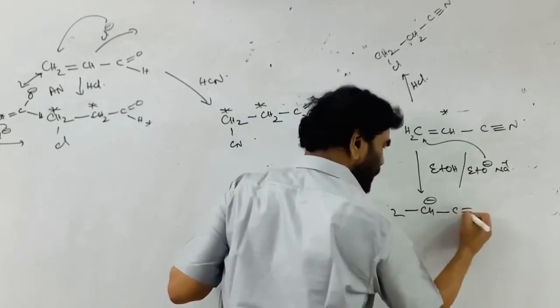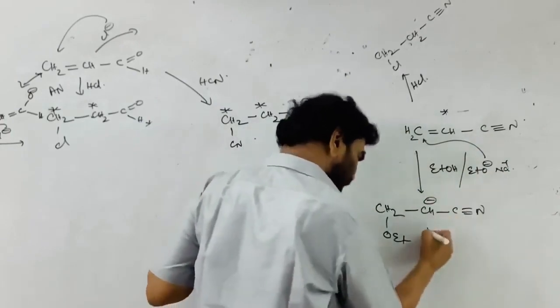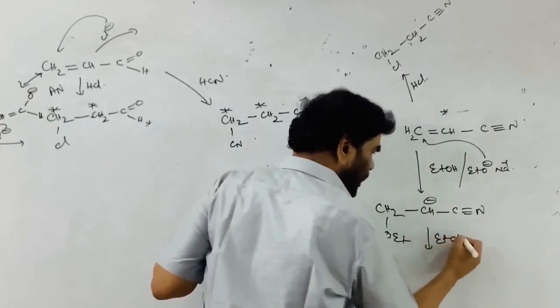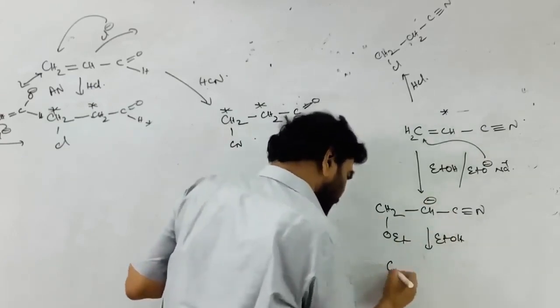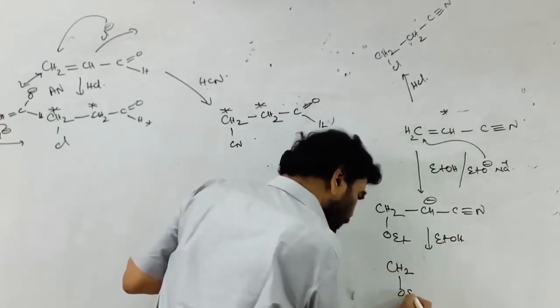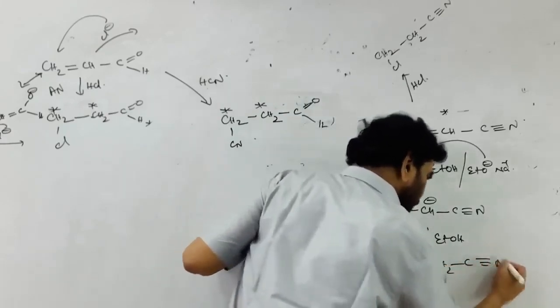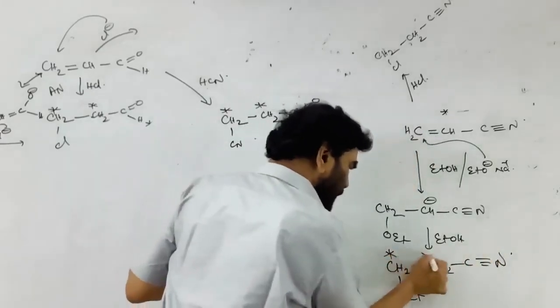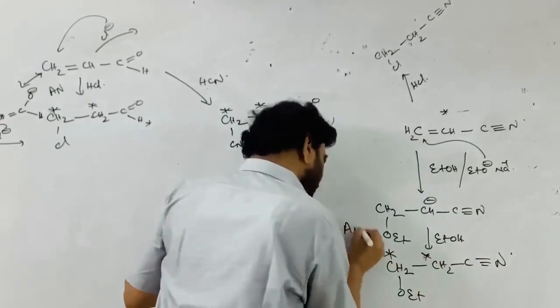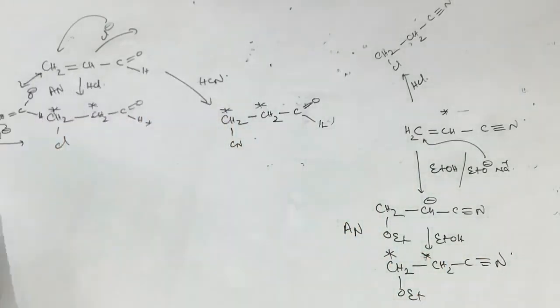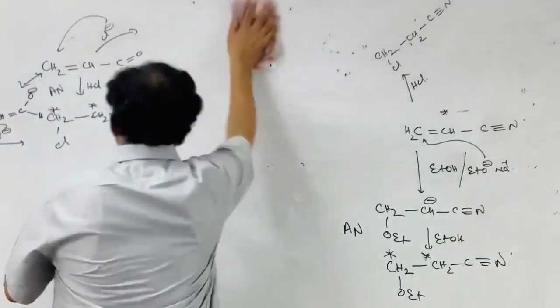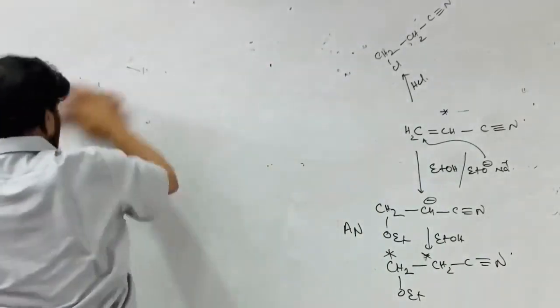Why here only? It is stabilized by the resonance. Now ethyl alcohol is supplying the H plus ion: CH2 OEt, CH2 C triple bond N. So addition is taking place here. This is the AN reaction. Right? This is the reaction. You can take anything, many things you can take.